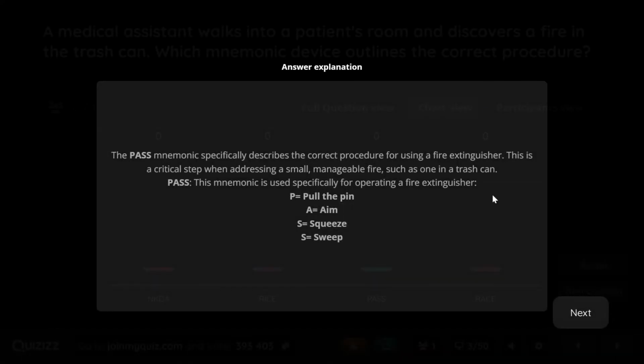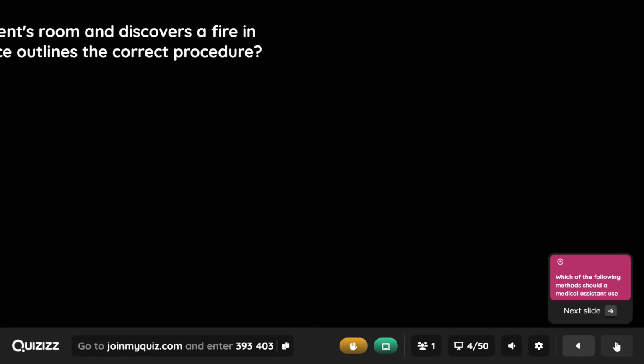If you said PASS, you are correct. The PASS mnemonic specifically describes the correct procedure for using a fire extinguisher. It is a critical step when addressing a small manageable fire, like one in a trash can. So the mnemonic PASS means P for pull the pin, A for aim, S for squeeze, and S for sweep. And remember, when we're using a fire extinguisher to put out a fire, you always want to make sure that you're pointing it and spraying at the base of the fire. You want to put it out at its origin. Great job. Let's keep on going.